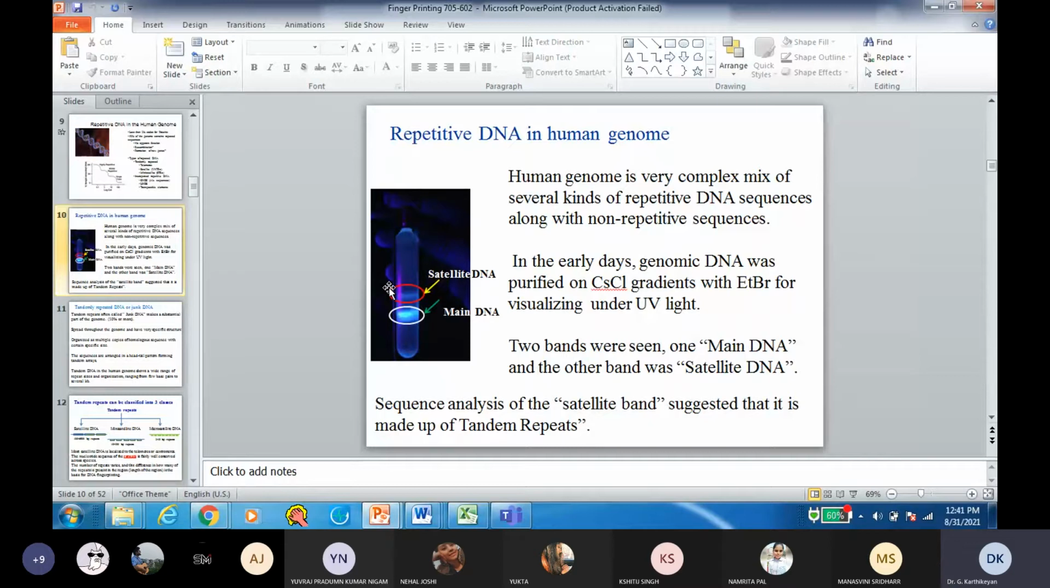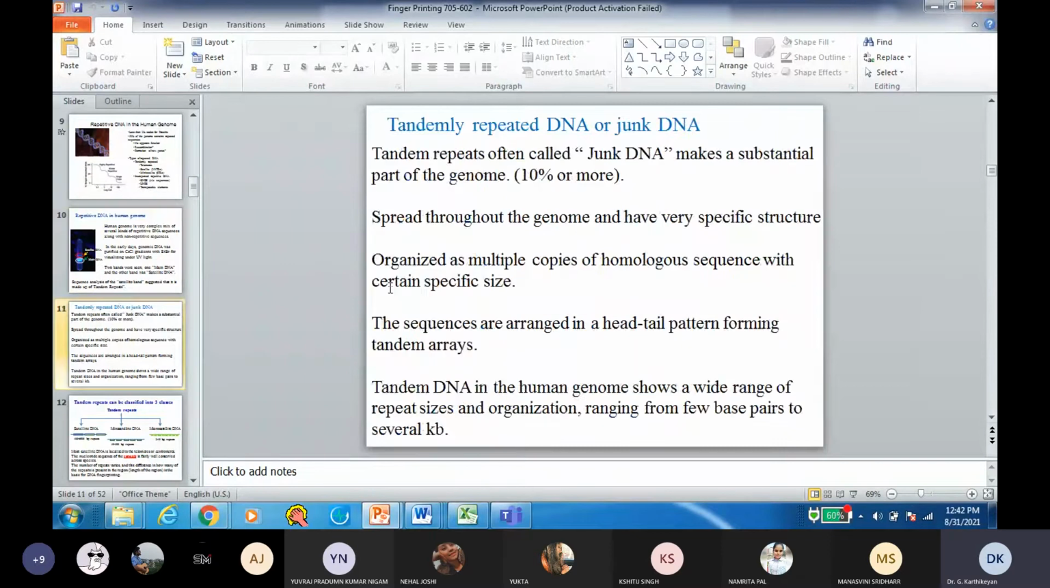This was in the days when sequencing was not very common. People had just started sequencing, and in those early days they were only sequencing extremely small plasmids and small viruses. The human genome was like a faraway dream. So tandem repeats are often called junk DNA, but they make up a substantial part of the genome, maybe more than 10% of it.